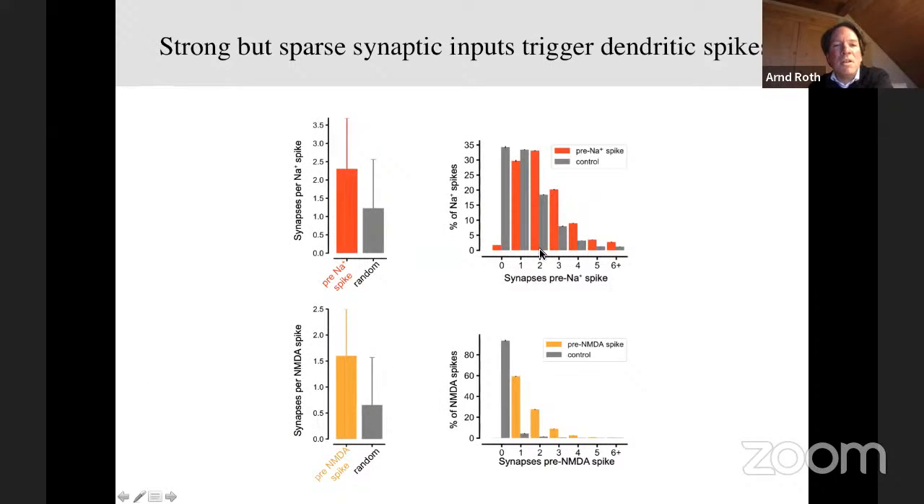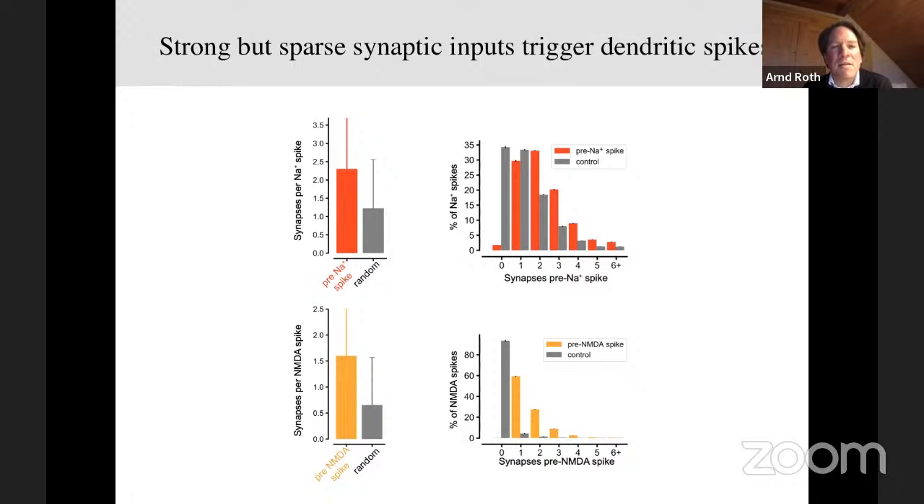And when we do so, we find that there's surprisingly few synapses active in these rectangles. So in the rectangle that is triggered by the sodium spike, we find on average 2.3 synapses. And if we move this rectangle to random times not associated with dendritic spikes, we have about 1.2. So the difference is on the order of one more synapse. And a similar picture emerges for NMDA spikes. So what this means is that it's only a few synapses that are really locally able to trigger a dendritic spike. Of course, they don't act in isolation.